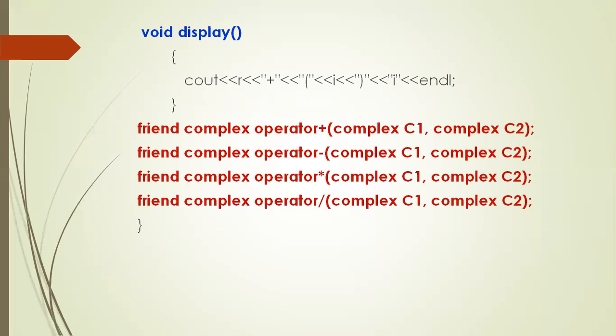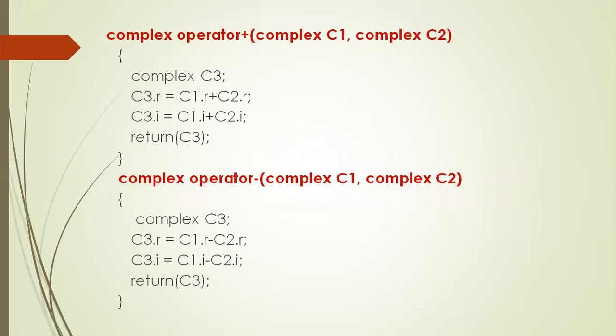Suppose instead of a friend function, I write this function as a member function, the syntax would be: first, the keyword friend is not required. So straight away complex operator plus, and within the brackets you have to give only one object, complex C2 or complex C1, that is left to you. Let us write the 4 operator functions one by one.